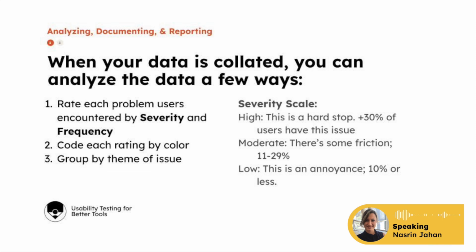You can do the analysis in different ways. In this case, we went by severity and frequency. Severity: if something is stopping a participant from doing something, that's high severity. And if more than 30% of participants were having that issue, you mark that as a severe problem and you need to fix that in the next design. Moderate severity is something that is less friction. People struggle to do it, but they could do it. 11 to 29% of participants might have that issue. That is a moderate severity.